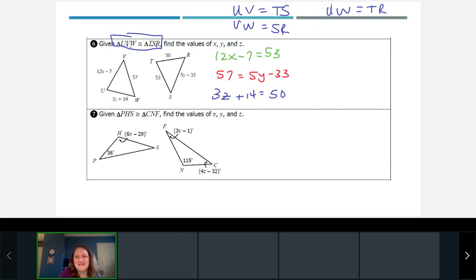Let's see. In green, I'm going to add 7 to both sides and then divide both sides by 12. What do we get? X equals 5. In red, let's solve for y. I'm going to add 33 to both sides. Divide both sides by 5. 90 divided by 5, 18. And in blue, I'm going to subtract 14 from both sides and divide by 3.